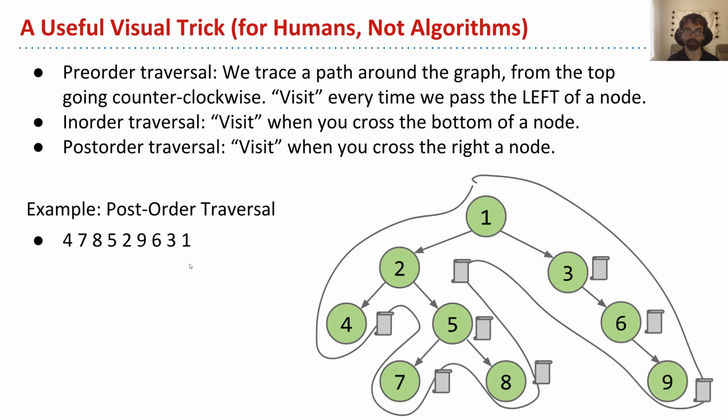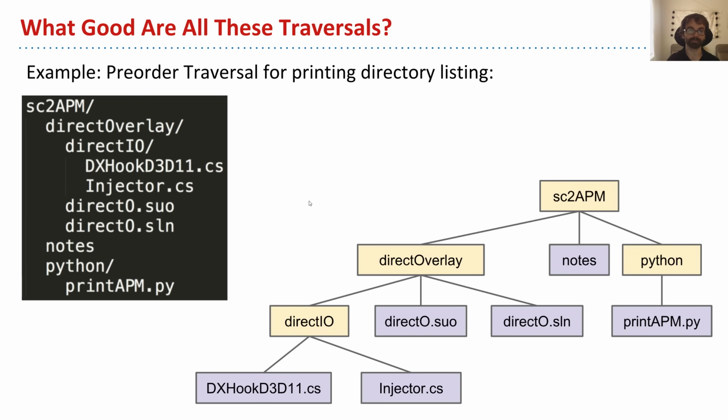But again, an algorithm is not going to have access to a drawing of the graph, so it's just going to have to do the easier recursive code.